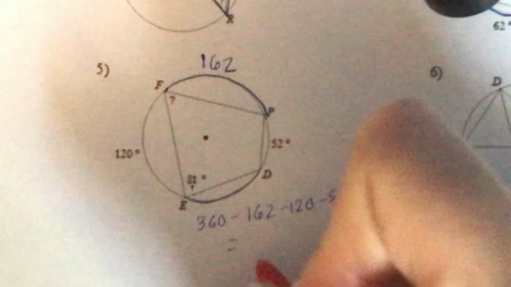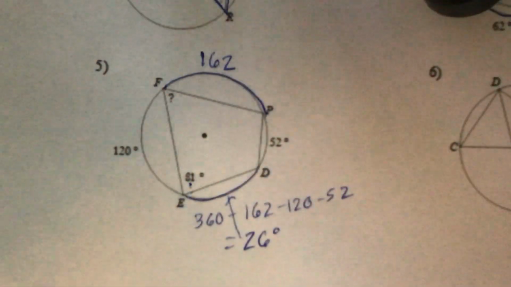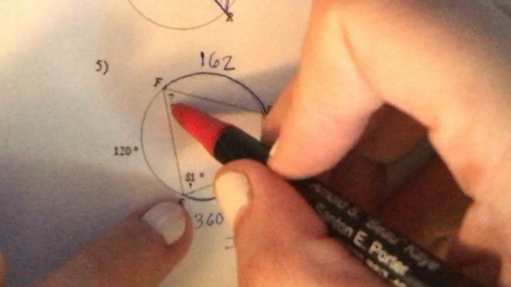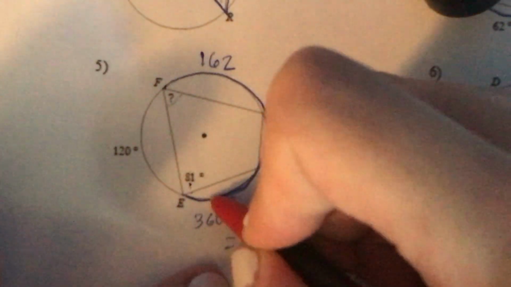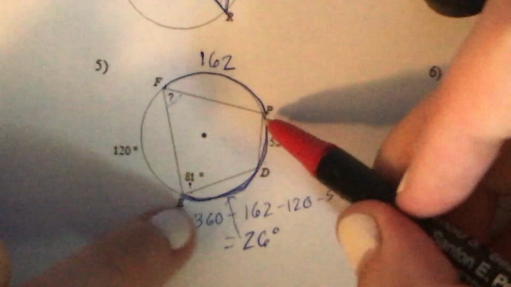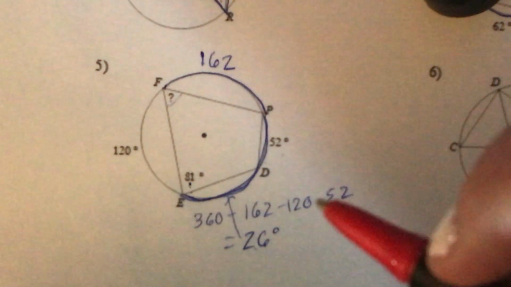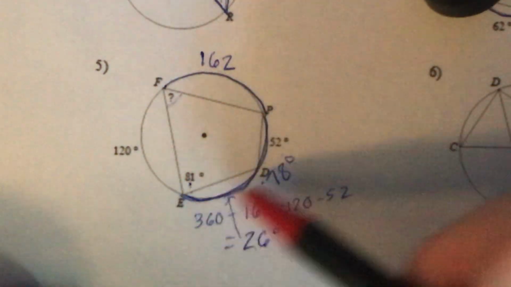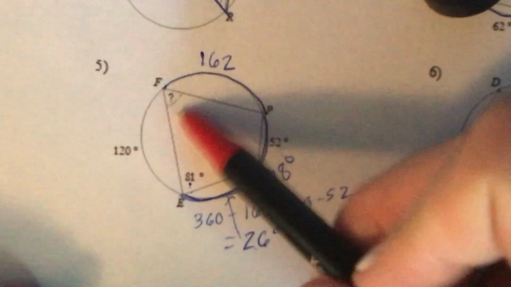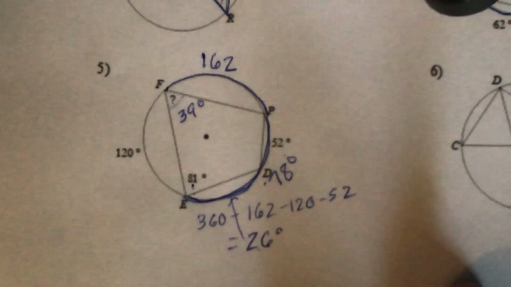Okay, so right here, this is 26 degrees. So I know this angle right here is intercepted by this whole arc, PDE. So I can find this whole arc by doing 26 plus 52. So let's do that real quick. Okay, so I know this whole arc is 78 degrees. So if I know this whole arc is 78, I can take half of it to find this angle. So I'm going to divide that by 2, and I get 39. Okay, so that's my answer.